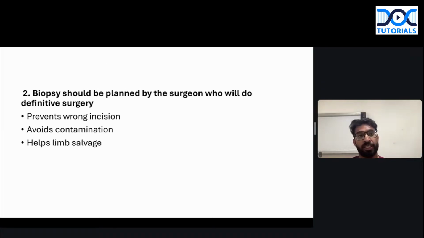It's a last investigation. And as I've already discussed, biopsy should be planned by the surgeon who is doing the definitive surgery as well. So one shouldn't do the biopsy, for example, if this patient comes to a general orthopedician, he should not do the biopsy. It should always be done by the surgeon who will treat it. So it should be done by the ortho-oncologist because it helps in preventing wrong incision. It avoids contamination and also helps in limb salvage.